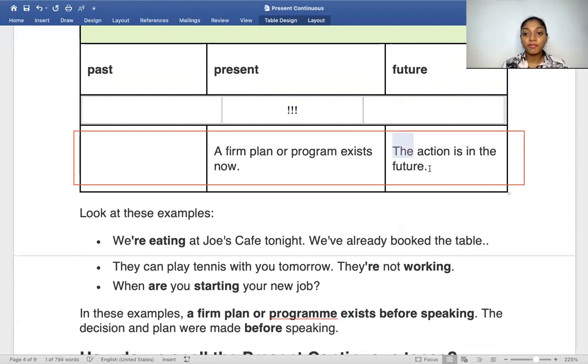The action is in the future. That means you are going to perform it in future, not now. You have decided what to do in future, but you are performing it afterwards.